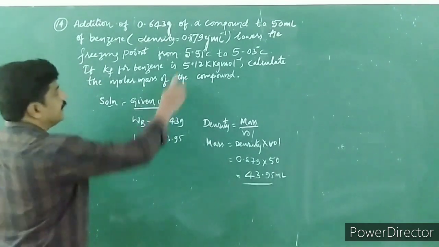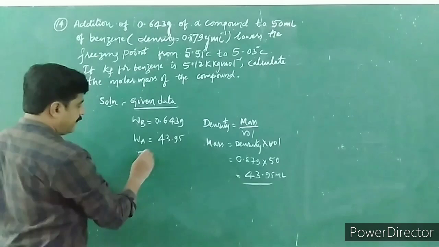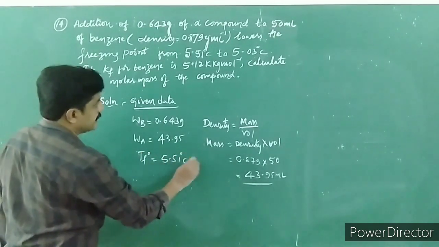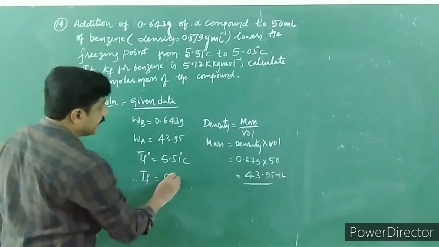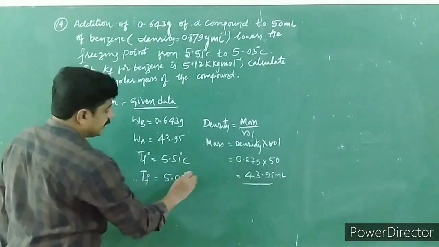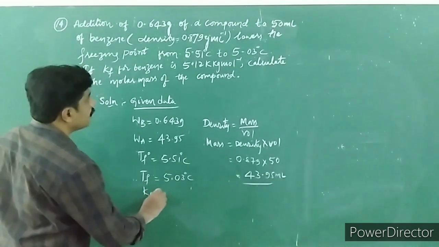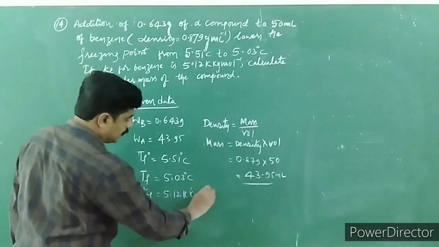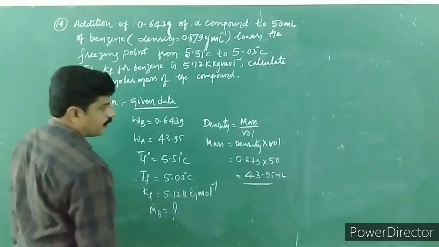Next, what else is given here? 5.51 is what? It is Tf naught is equal to 5.51 degrees Celsius. Tf, what is that? Freezing point of solution. It has decreased here, 5.03 degrees Celsius. Now, Kf is given how much? It is 5.12 Kelvin kg per mole. What are they asking? They are asking molar mass of the compound.